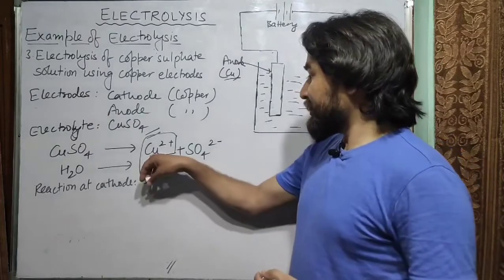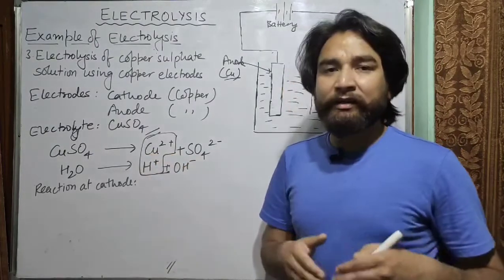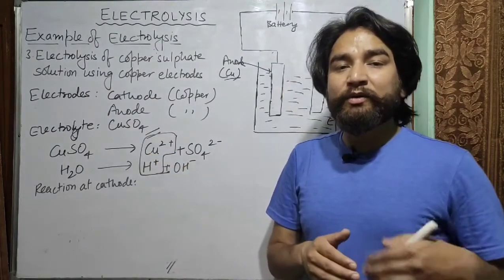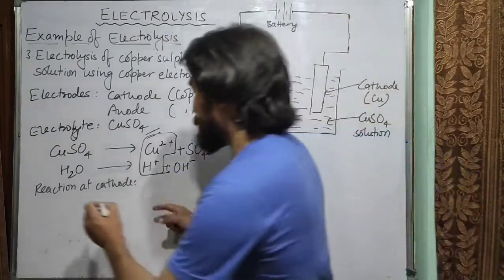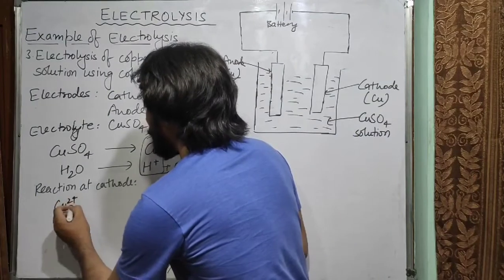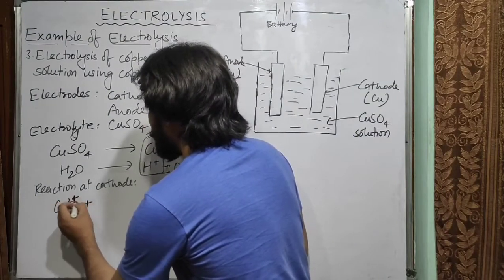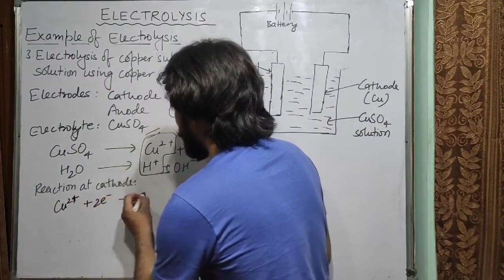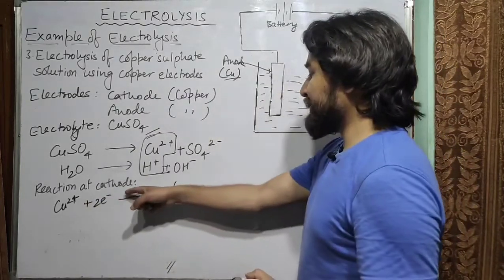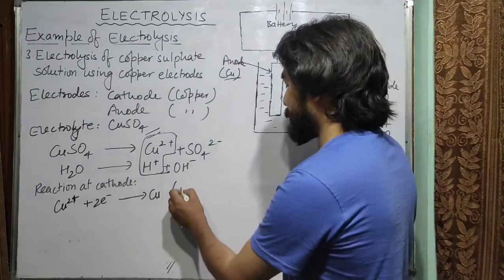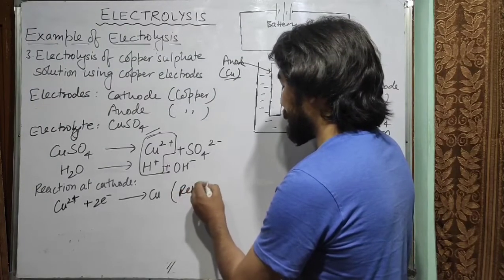Let's see, because the copper ion can get reduced more easily as compared to the H plus ion. So it means the copper ion will migrate towards the cathode by gaining 2 electrons and it will form copper here. So the product that is obtained at the cathode is copper. So reduction will take place at the cathode.